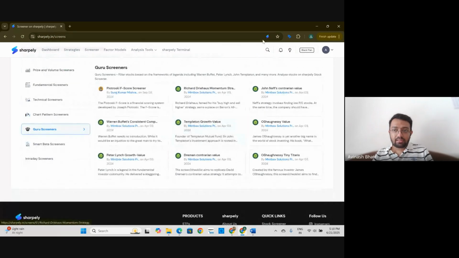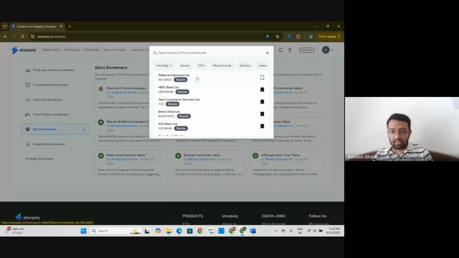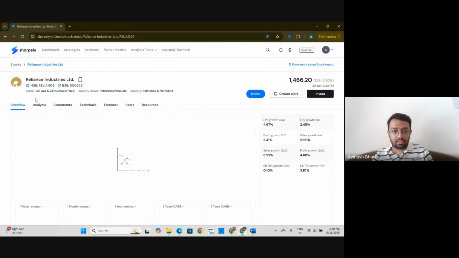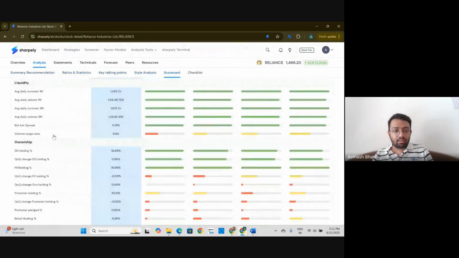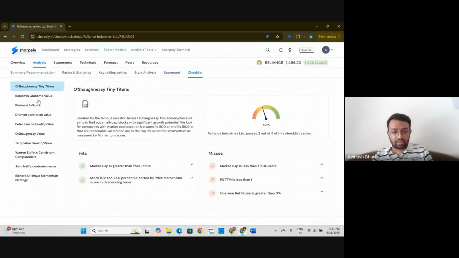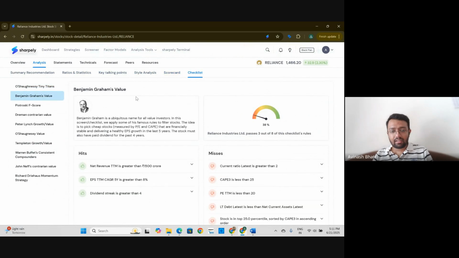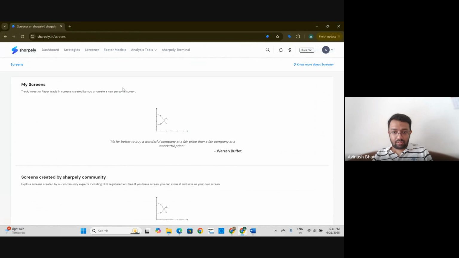All the guru screens are also used as a checklist on the stock. So let's say if you go to any stock detail page, all the stock screeners, guru screeners are available as a checklist. So you can do multiple things with your stock screening on Sharply. So I think that's it from my side.